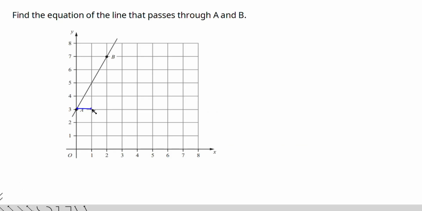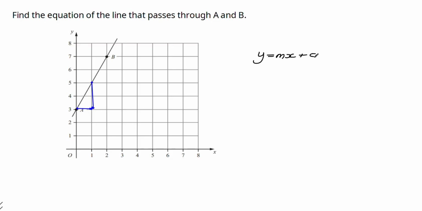This one, let's do a run of 1, a rise of 2. So when it's in the form y equals mx plus c, the gradient is equal to the rise over run, which would be 2 up, 1 across. 2 over 1 is 2. The c is where it crosses the y-axis at 3. So y equals 2x plus 3.